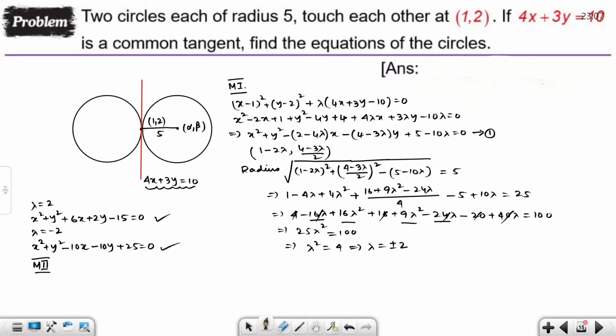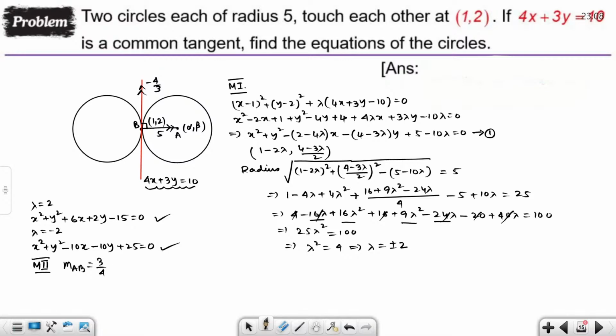Okay, and this line, the line joining the point of contact with the center of the circle, is basically perpendicular on the tangent. The slope of the tangent is minus 4 over 3. Am I correct? It's minus 4 over 3. Therefore, the slope of this line will be 3 over 4 because they are perpendicular to each other. So slope of, let me give a name of this line. Let us say this is AB. Okay. So the slope of AB is basically 3 over 4.